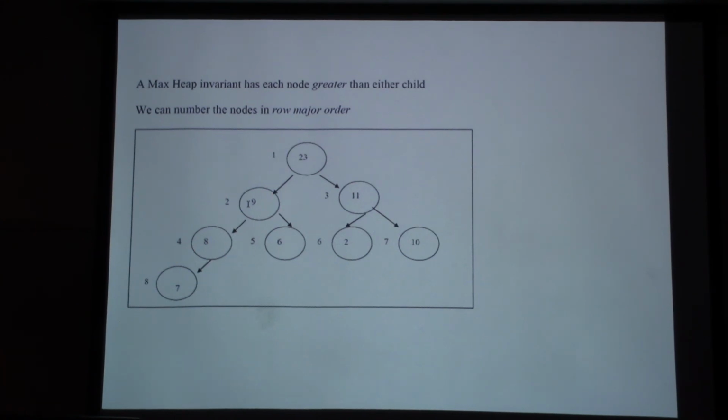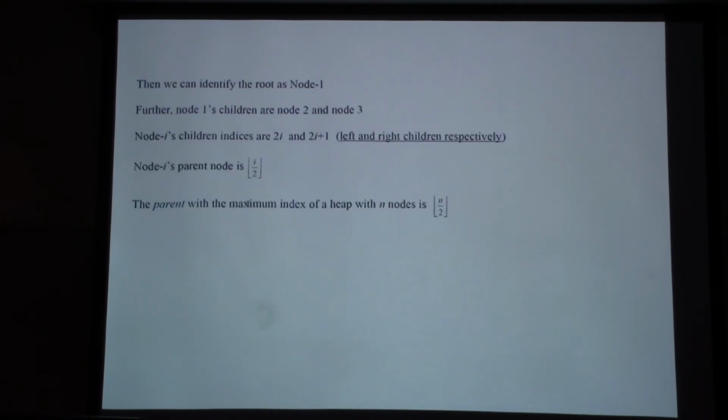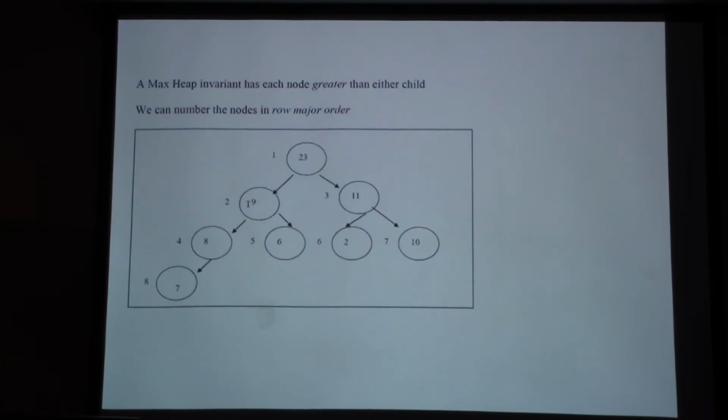If I double 2, I get 4. So for any number, if I give you the index of the node, you'll be able to tell me the indexes of the left child and the right child immediately. And I can also find the parent, because the parent is nothing more than taking the index of the child, dividing it by 2 and taking the floor function.